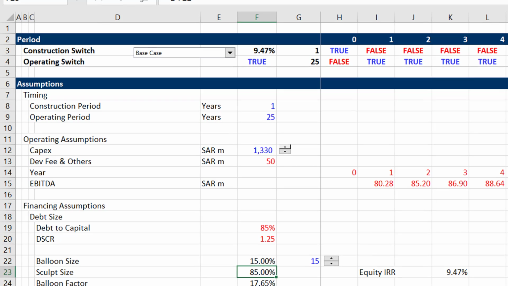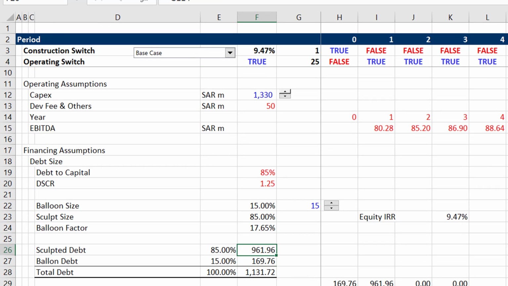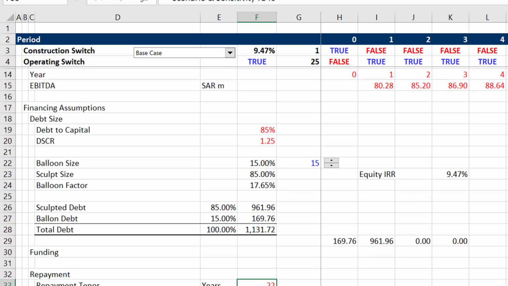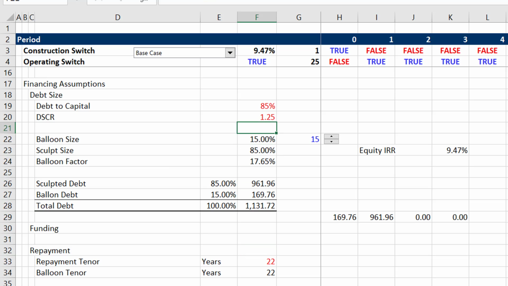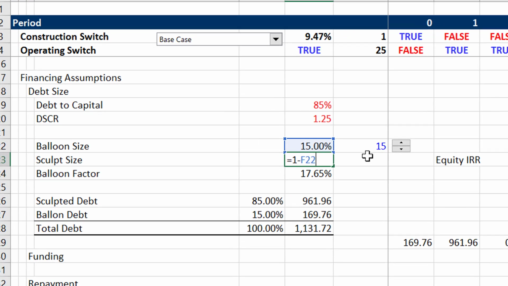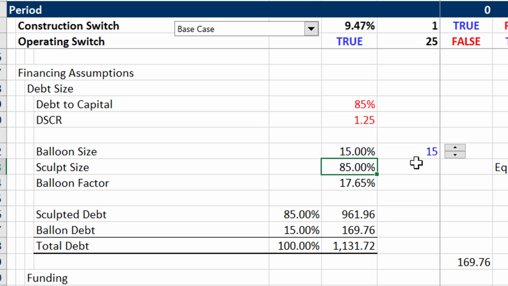Let's start with our assumptions. Let's go down. As usual, there's a debt to capital and a DSCR. But this time we put it right in the sizing assumptions. How much of our debt is balloon? 15%. That's our input from our spinner box. For the remainder, I'm going to press the F2 key so you can see it. And then we do this formula, the balloon factor.